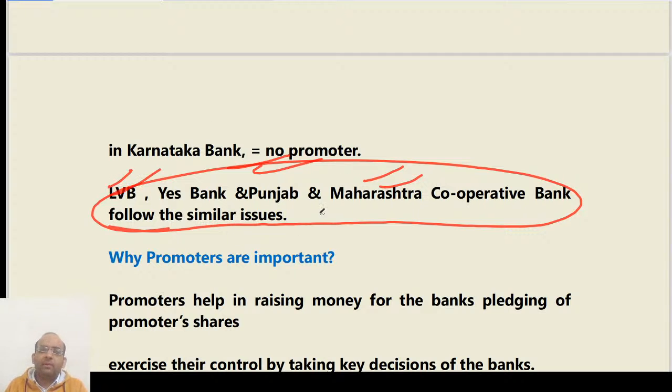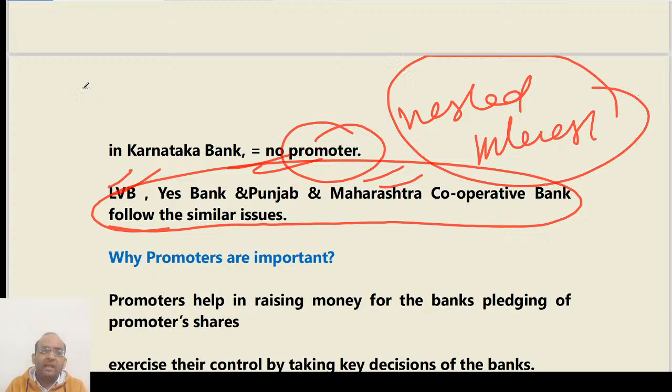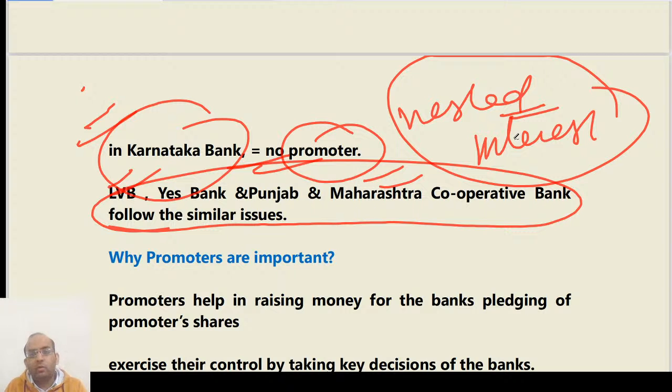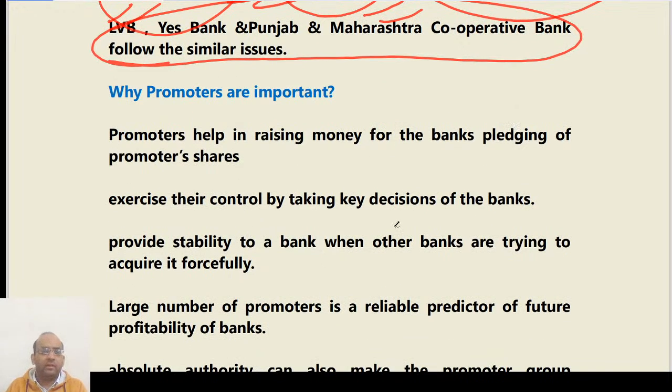And by losing these promoters, what happens? The promoter has a vested interest in making these banks successful. Just like Mukesh Ambani has the objective of making Jio successful, Sunil Bharti has the objective of making Airtel successful. Similarly, promoters who have established these companies have a vested interest in making these banks successful. But if these banks do not have promoters, then who has this vested interest? Nobody. That is why these banks are failing.